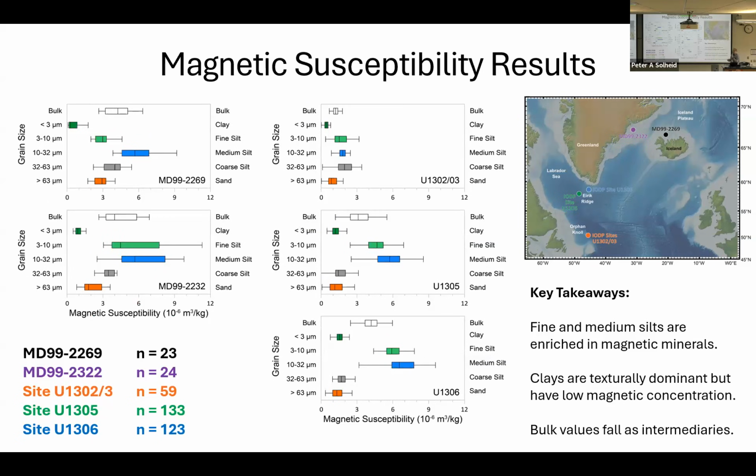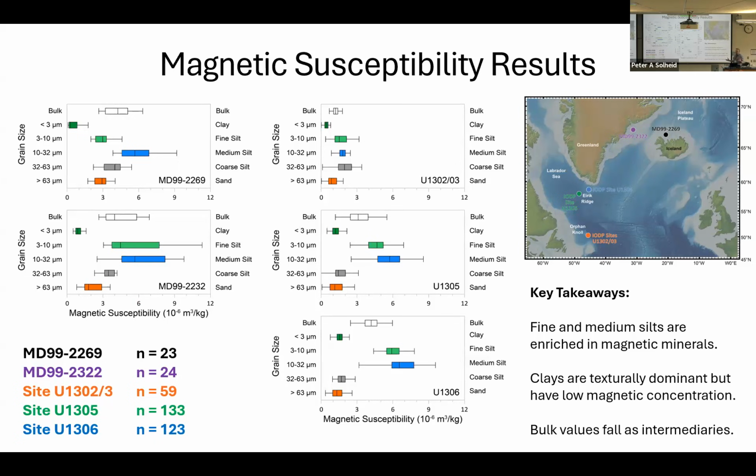We see that the magnetic susceptibility is dominantly carried in the fine silt and the medium silt size fractions. So you're looking at those green bars and those blue bars. You're seeing the susceptibility of those separated size fractions, sometimes 5 times, sometimes up to an order of magnitude. Whoa. Up to an order of magnitude greater than the clay size fraction. So clays are texturally dominant, but they really have low magnetic concentration.